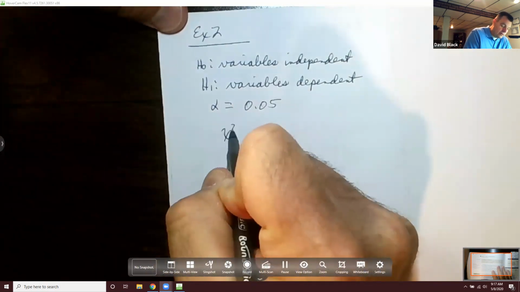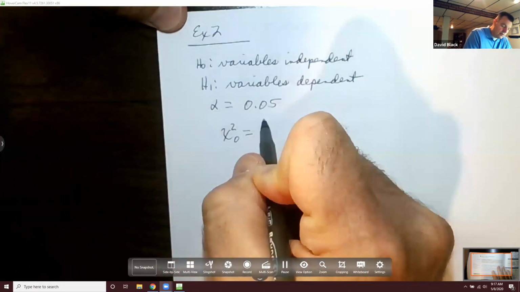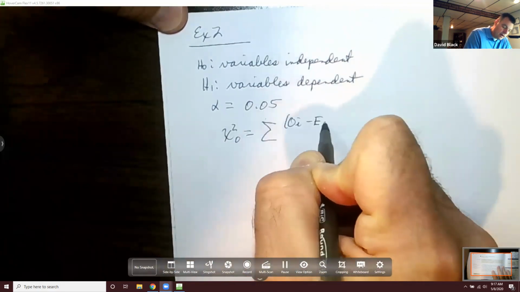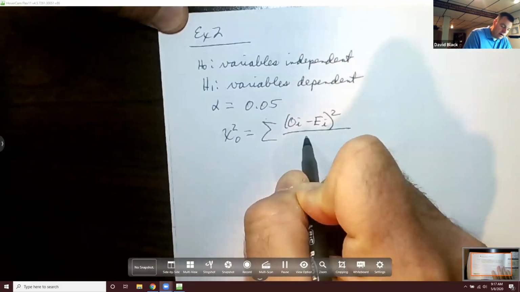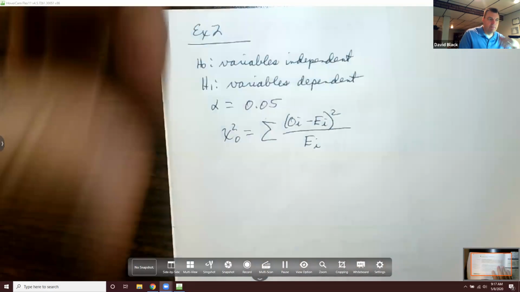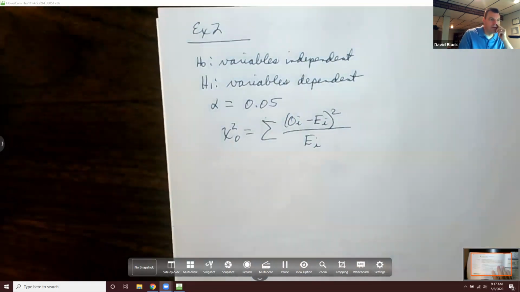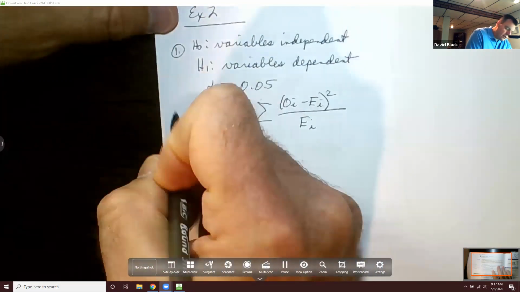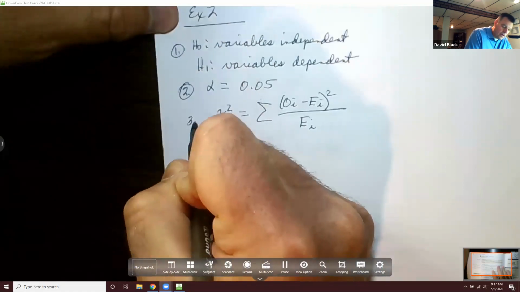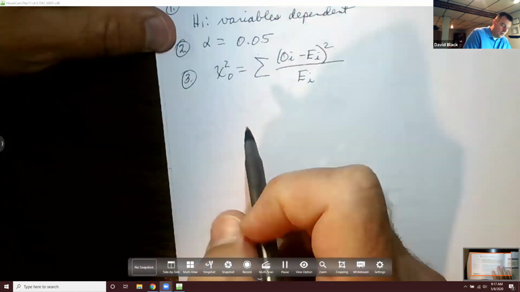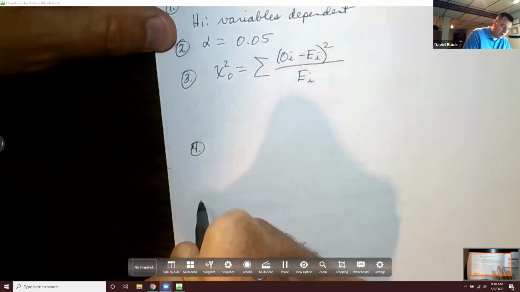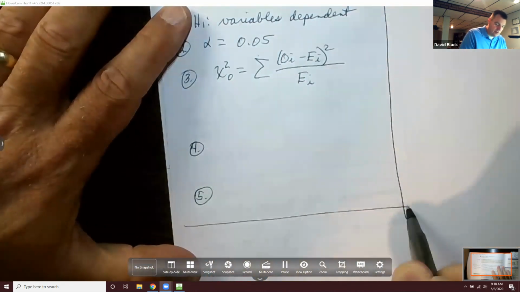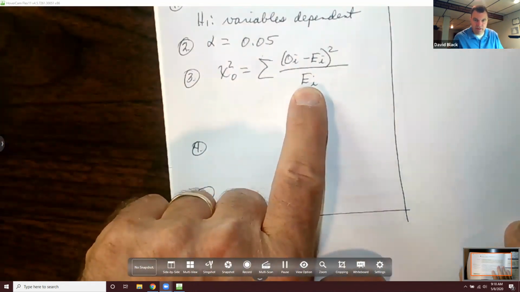And now we'll have to go get this test value. Chi-squared naught is equal to the summation of (O sub i minus E sub i) squared divided by E sub i. Okay, so here are steps 1, 2, and 3. We're going to table the rest of step 3 and steps 4 and 5 for a few moments. And we're going to go see how to figure this test value.